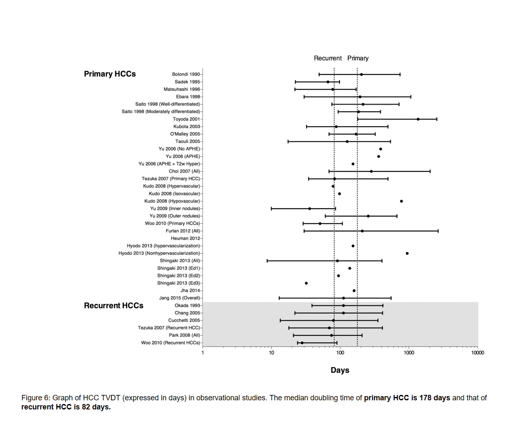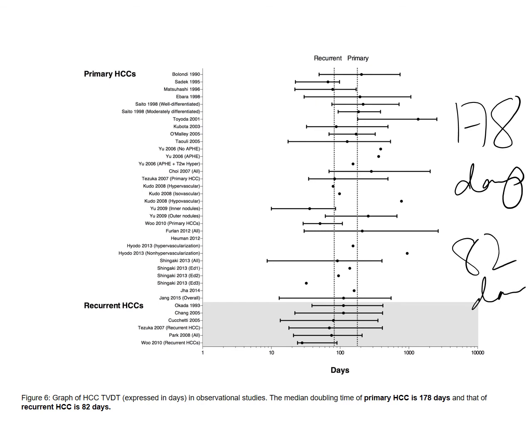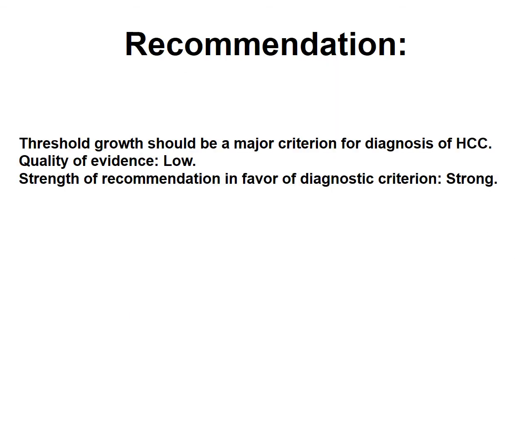Here we can summarize data from retrospective studies. The data suggests that the median tumor volume doubling time in untreated primary HCC is 178 days, while the median tumor volume doubling time of recurrent HCCs after locoregional treatment is 82 days. So threshold growth should be a major criterion for diagnosis of HCC, and it is a strong recommendation despite the low quality of evidence.